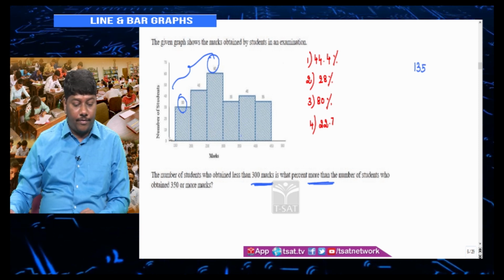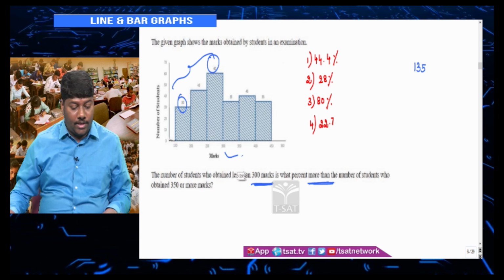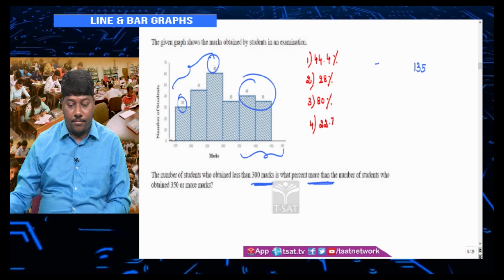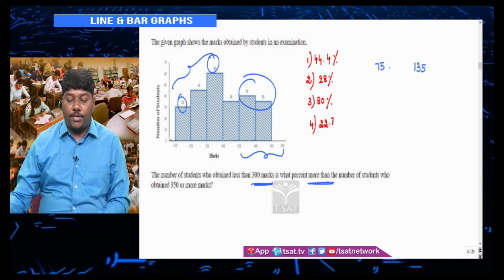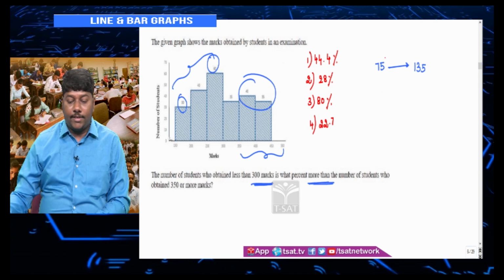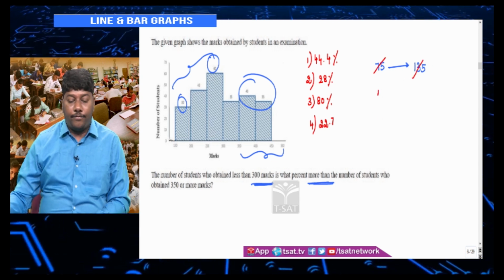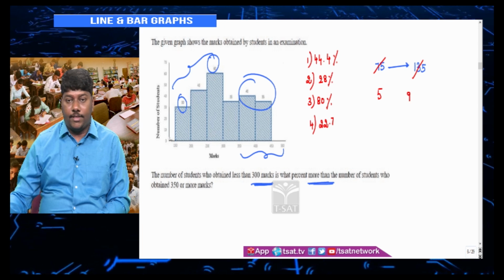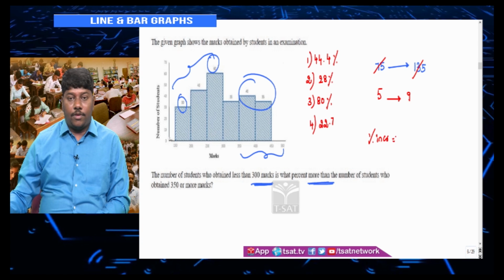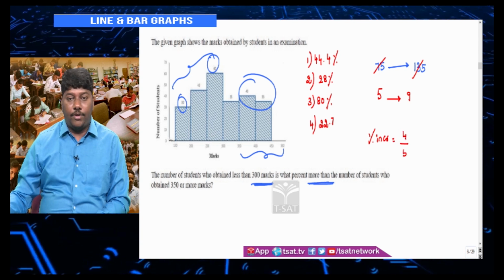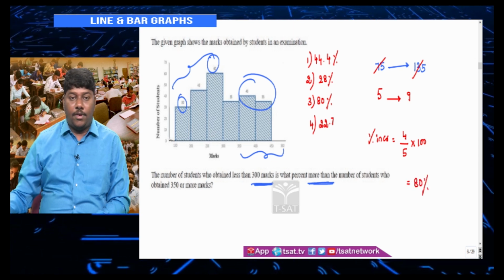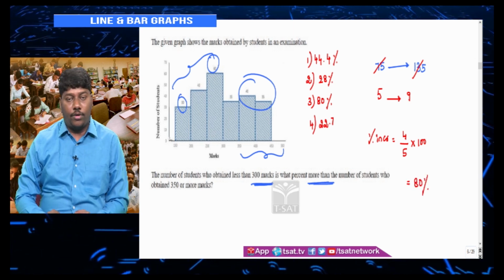So, then 350 or more. 350 or more is the last two bars. That's 40 plus 35, 75. Right? He is asking you percentage increase. Percentage increase, you can cancel it in the 15 table: 15 5s, then 15 9s. Percentage increase means percentage more here. You can say 4 increased upon 5 into 100. 4 by 5 is nothing but 80%. Therefore, it is actually 80% more.